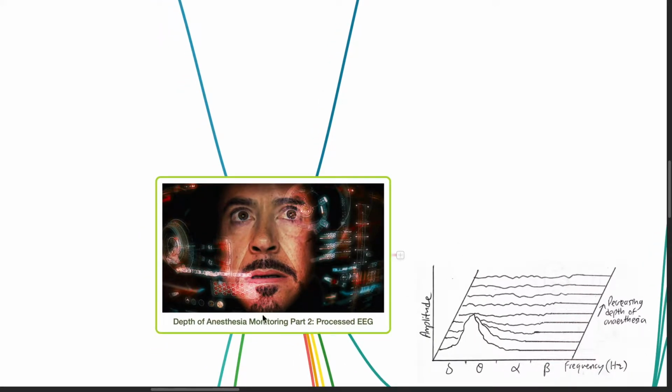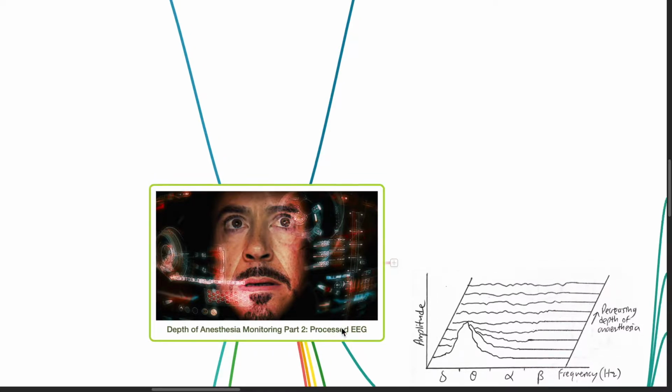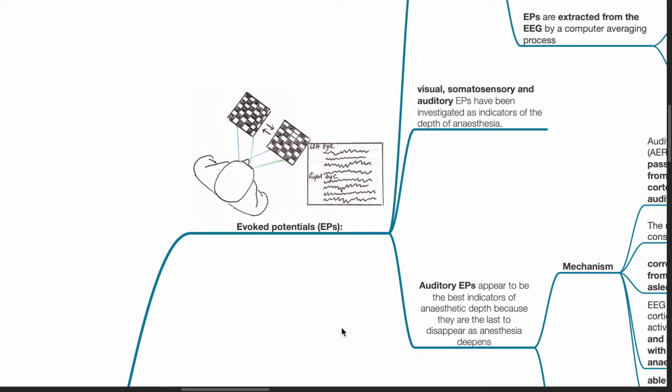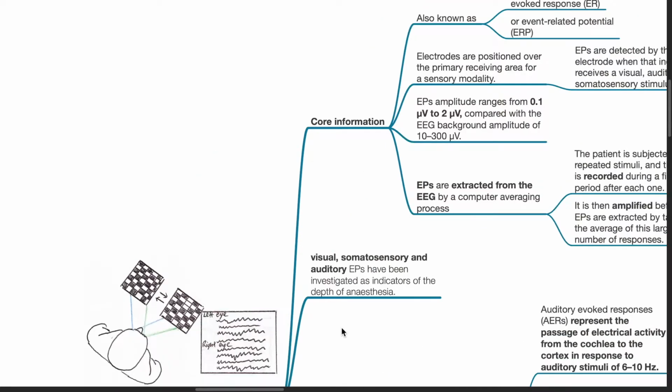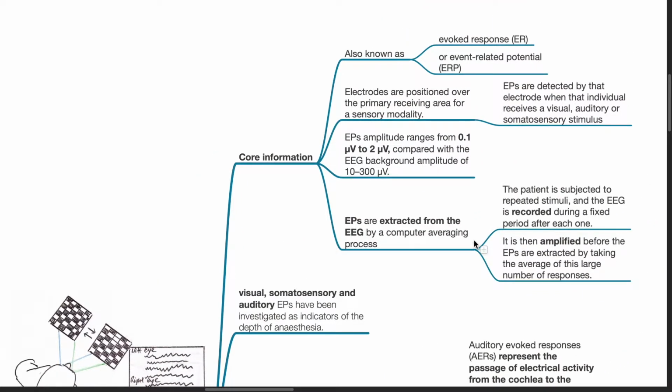Today we will be discussing Depth of Anesthesia Monitoring Part 2, Processed EEG. Evoked Potentials, also known as evoked response or event-related potential. Electrodes are positioned over the primary receiving area for a sensory modality. EPs are detected by that electrode when that individual receives a visual, auditory, or somatosensory stimulus.